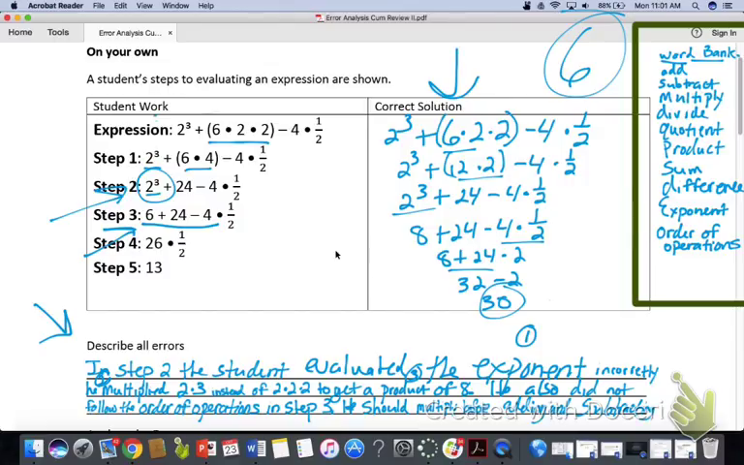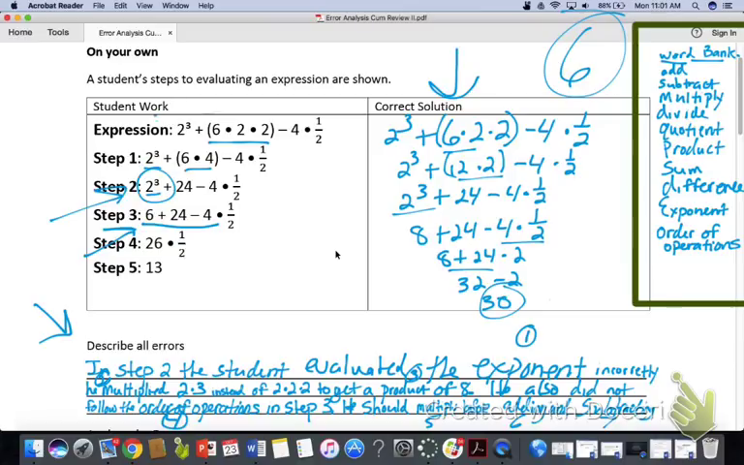Okay, so describe the errors. Well, in step 2, the student evaluated the exponent incorrectly. He multiplied 2 times 3 instead of 2 times 2 times 2 to get a product of 8. He also did not follow the order of operations. Hey, look at that. That is my 4th word. In step 3, he should multiply. Hey, I used multiply again, but that's okay. He should multiply before adding. There's 6. And subtracting. That's 7. I did 7 words. Now, one of the things I would like to do, if you have room, is say the correct answer should be 30. Ladies and gentlemen, that's an error analysis.